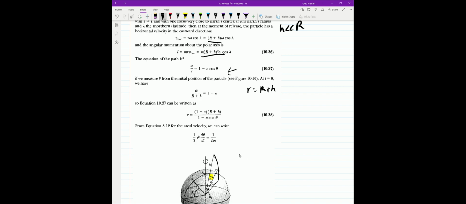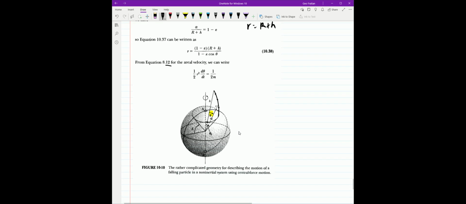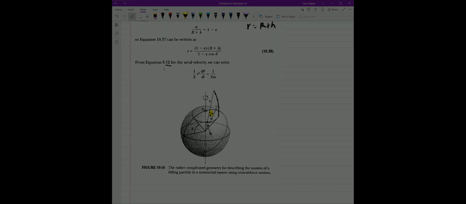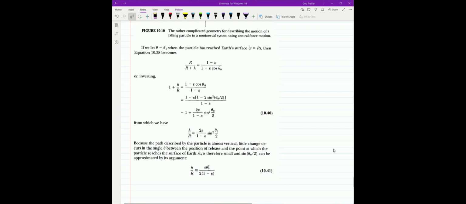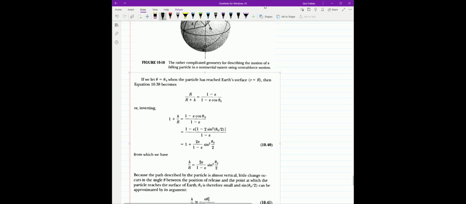And then if we want to get, again from chapter 8, the areal velocity, we get 1/2 r squared d theta dt equals 1 over 2m. And now if we let theta equal theta naught when the particle has reached the Earth's surface, so r is equal to R, then we can rewrite our equation in terms of theta naught. And if we invert it, we're left with this expression here, 1 plus 2 epsilon over 1 minus epsilon sine squared theta naught over 2, which lets us solve for the ratio of h over R.